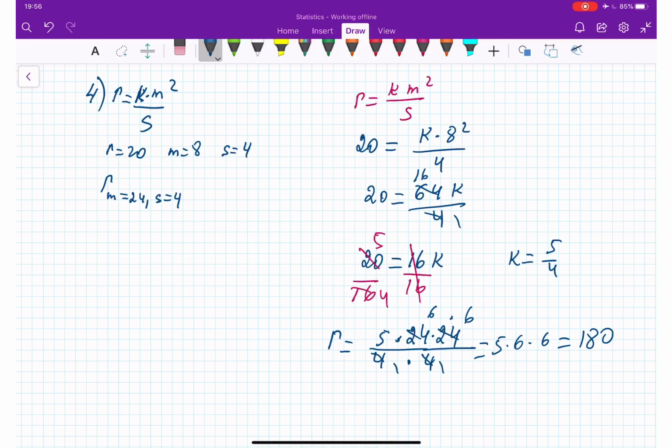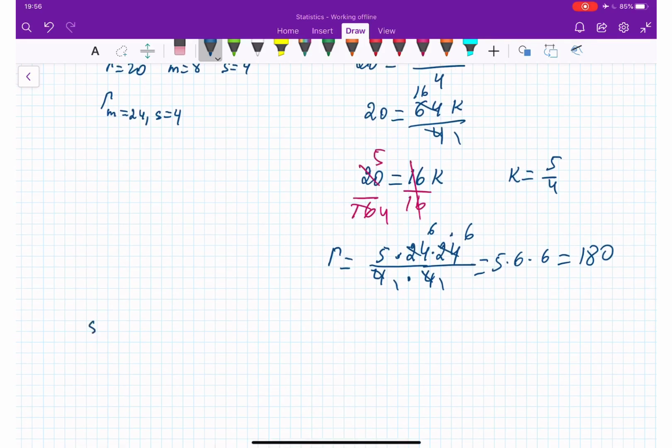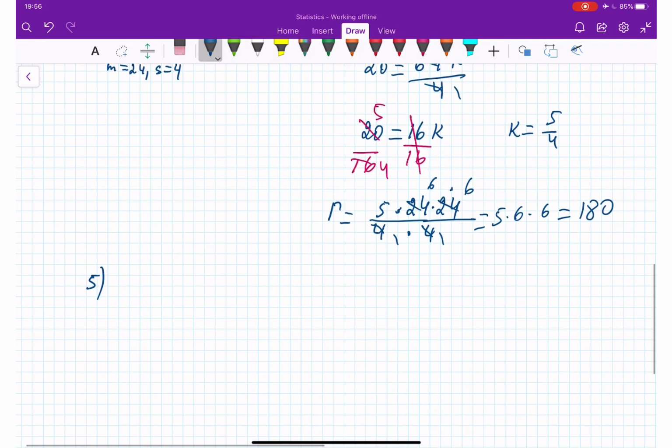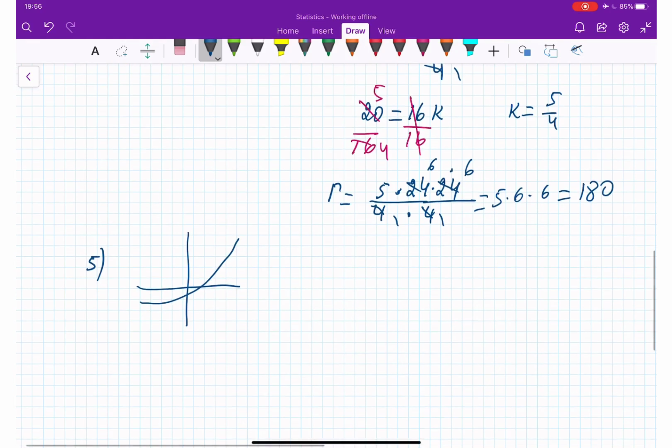So, question number 5. We are given the graph of the function. We need to know if this is one-to-one. To find out if this is one-to-one, we draw a horizontal line, right? It's crossing at only 1 point, not 2. Therefore, yes, it is one-to-one.